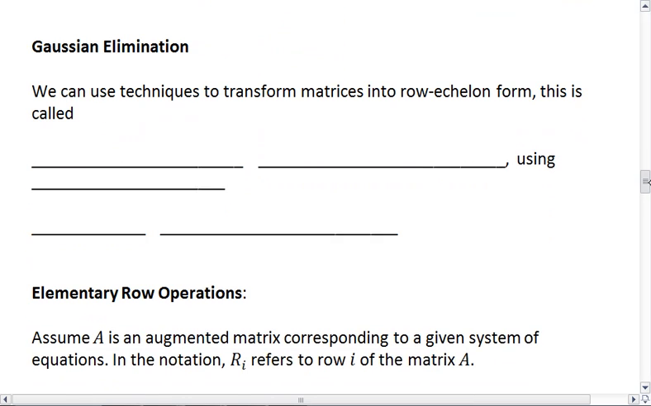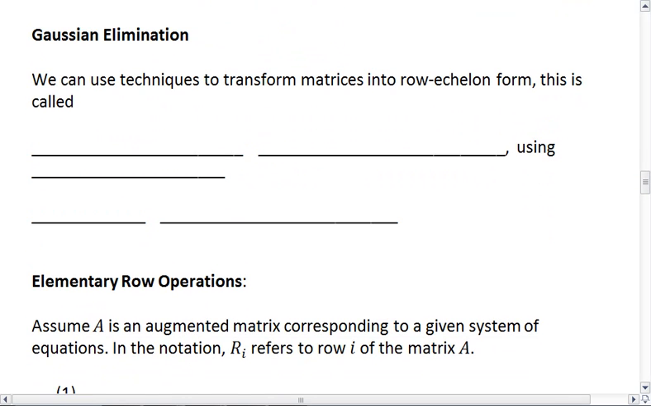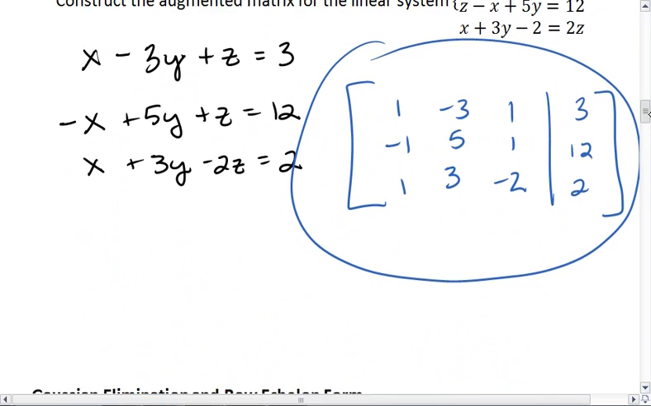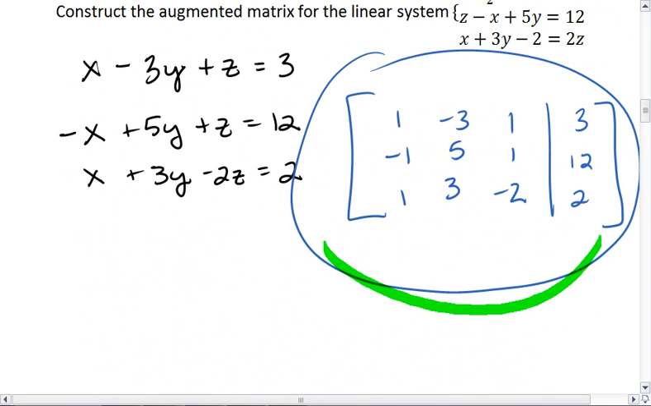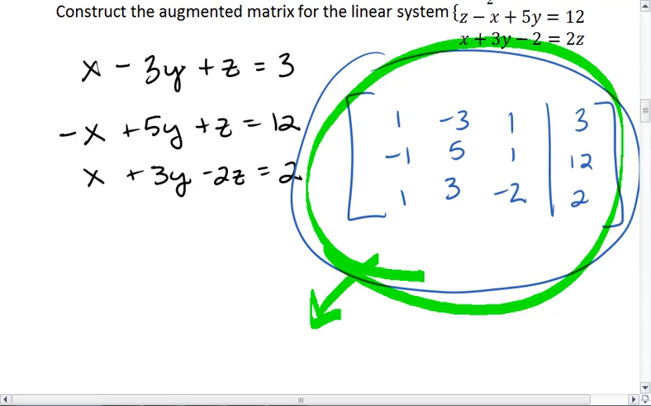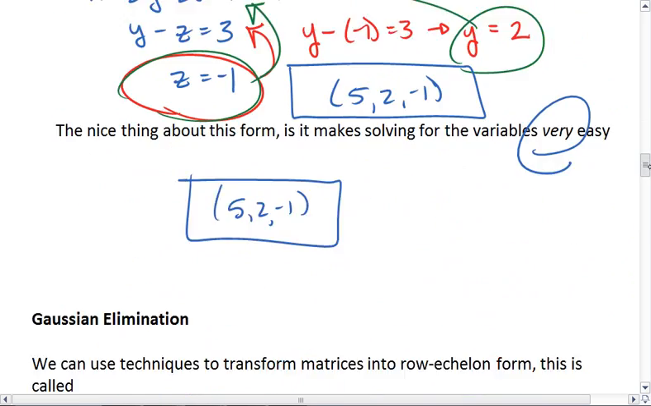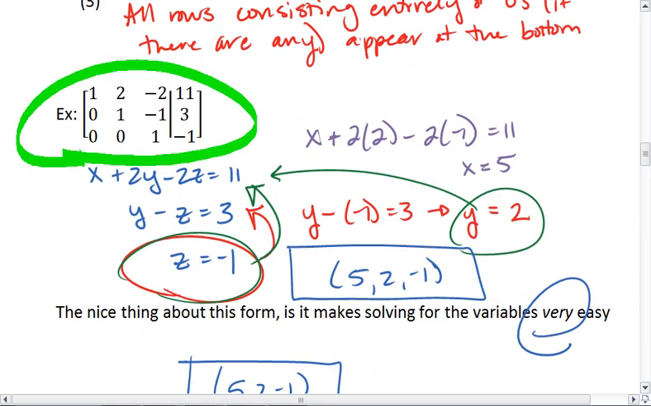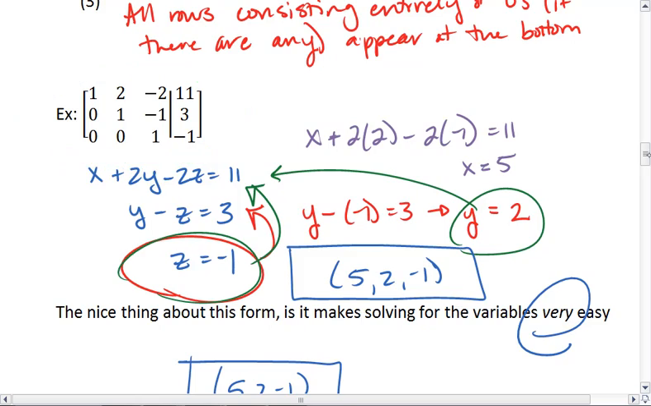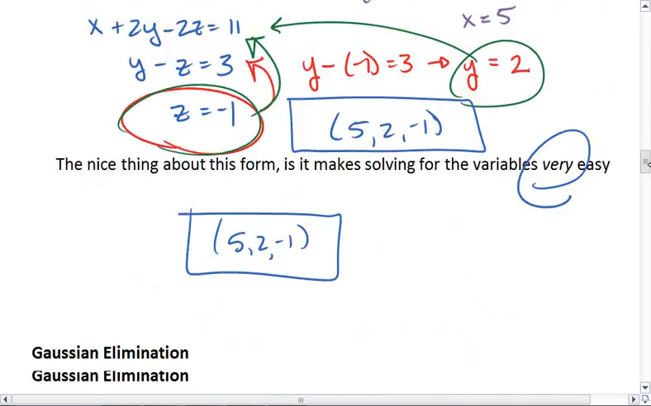This leads us into our next topic of Gaussian elimination. We can use the techniques to transform matrices into row echelon form. So what we're going to learn to do is take this kind of augmented matrix and change it into row echelon form so that it becomes easy to solve for x, y, and z.